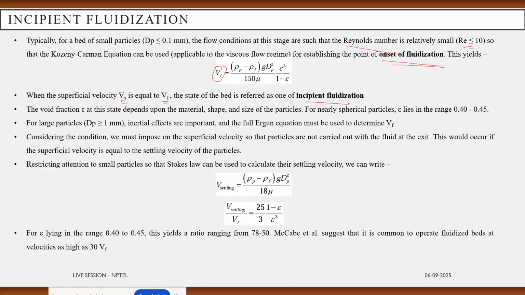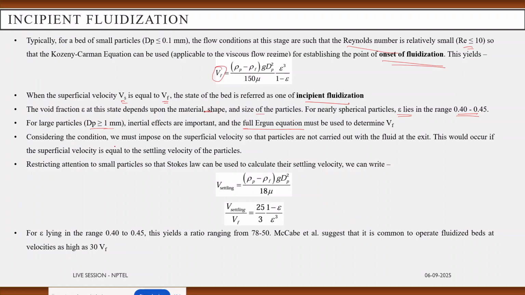When the superficial velocity becomes equal to the fluidization velocity, that state of the bed is referred to as inception fluidization. Now the void fraction at that stage depends upon material, shape and size of the particle. For nearly all spherical particles, the void fraction lies between 0.4 and 0.45. For larger particles greater than 1 millimeter, the inertial effects are very important, so the full Ergun equation, including the Burke-Plummer equation, should be used to calculate the fluidization velocity.